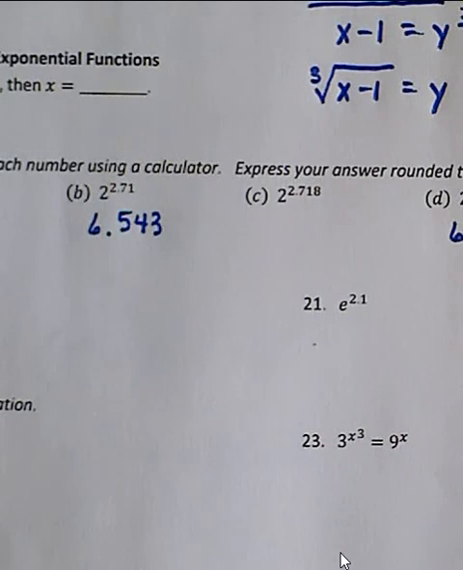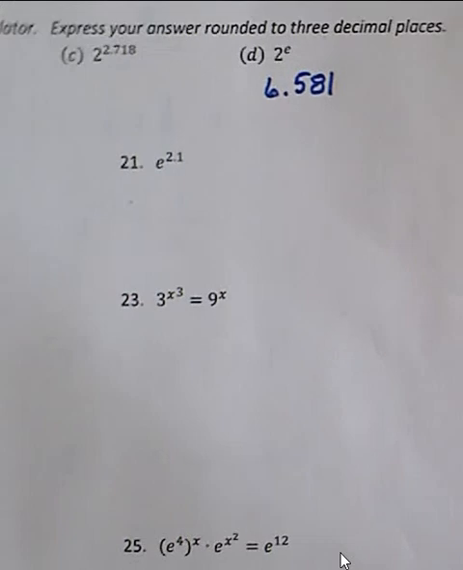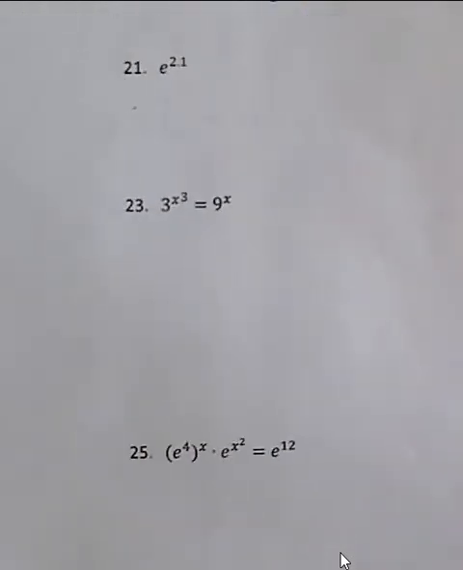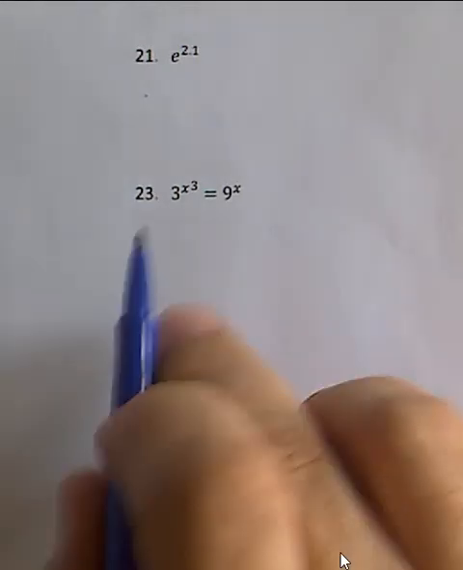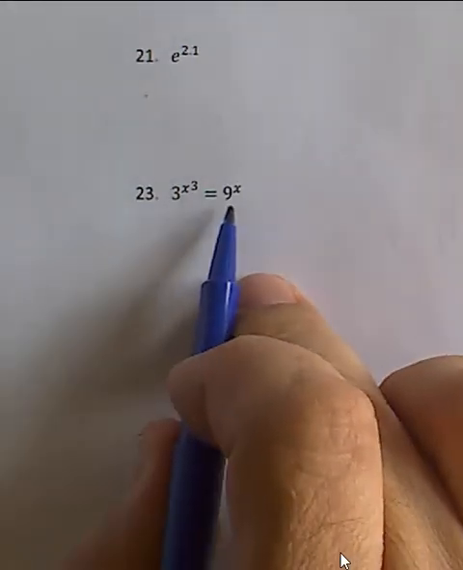type in the exponent, hit enter there. Okay. Now, down below, number 23. Okay. Here's where we have to start thinking a little bit creatively. Okay. What I want to do on these is I want to create an equation where both sides of the equation have the same base, and then I can set exponents equal to solve. Well, a common base of 3 and 9 would be 3.